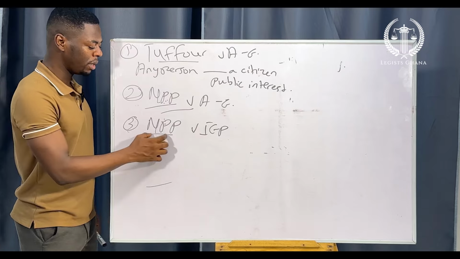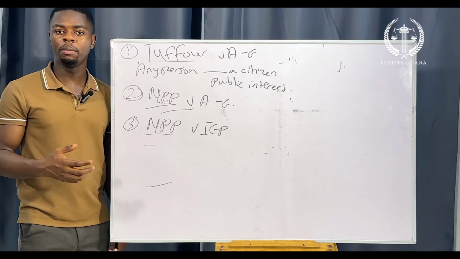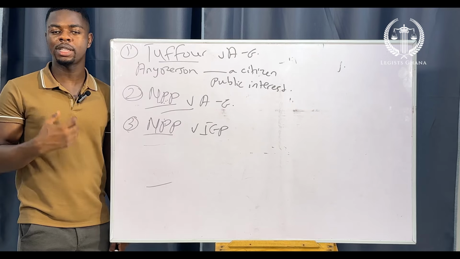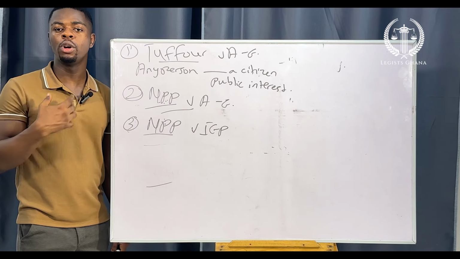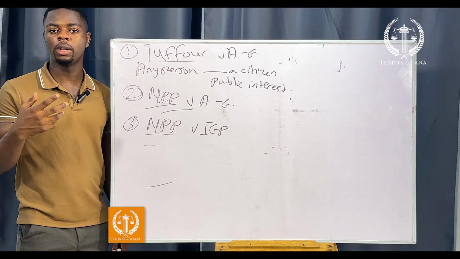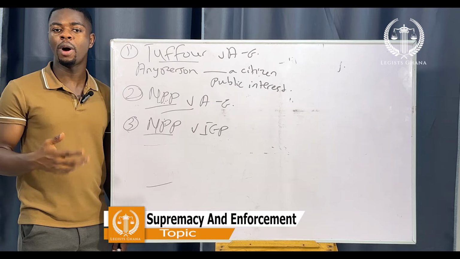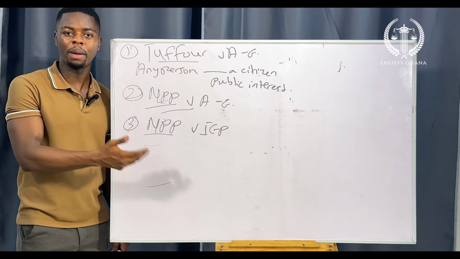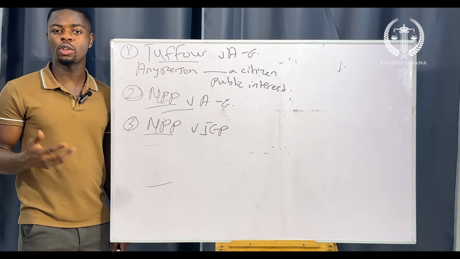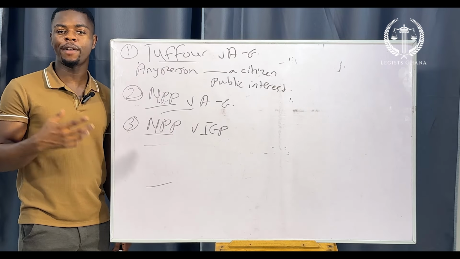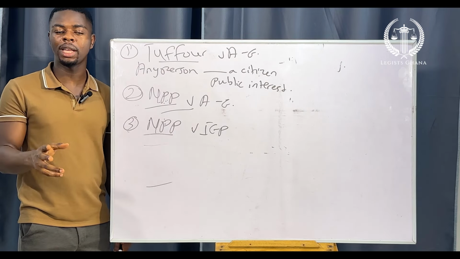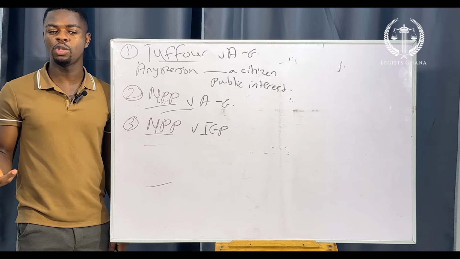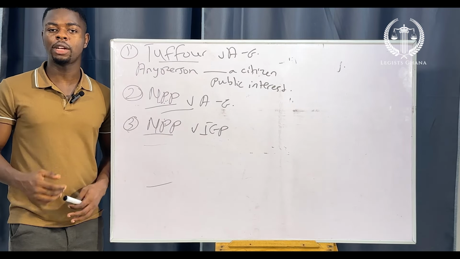Now, of course, NPP brought an action claiming that the IGP doesn't have the authority to prevent us from going on a protest, and we don't need to apply for a particular license from the IGP before we can go on the particular protest. This is because of the fact that our freedom of assembly and our right to partake in demonstrations and protests is actually guaranteed under Article 21 of the Constitution, and the court actually agreed.